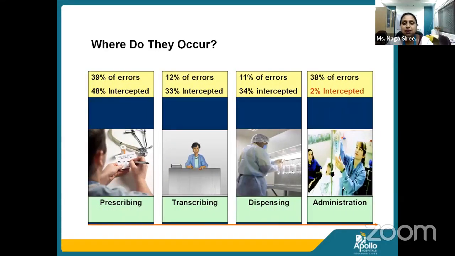Where do medication errors usually occur? First is prescription, 39% of errors, and 49% are intercepted. The same with transcribing, 12% of errors and 33% intercepted. In dispensing, 11% of errors and 34% are intercepted. And in administration, only 2% are intercepted.